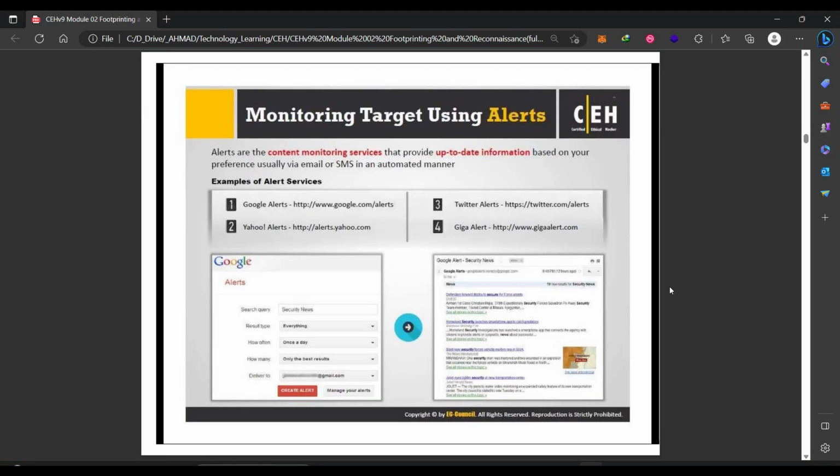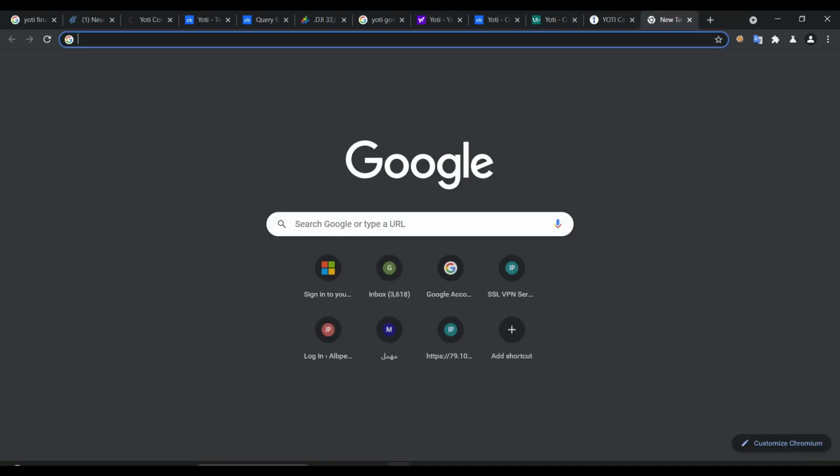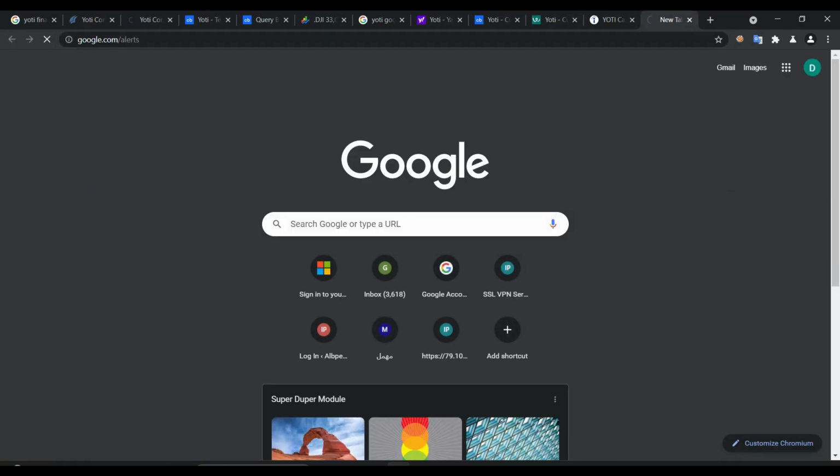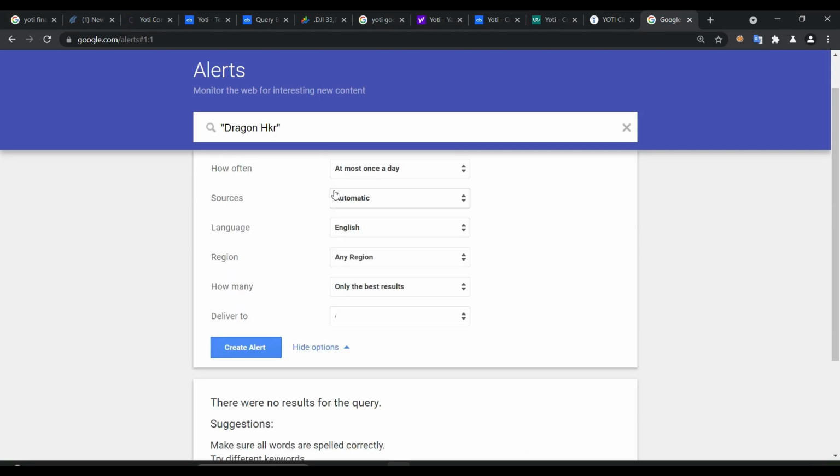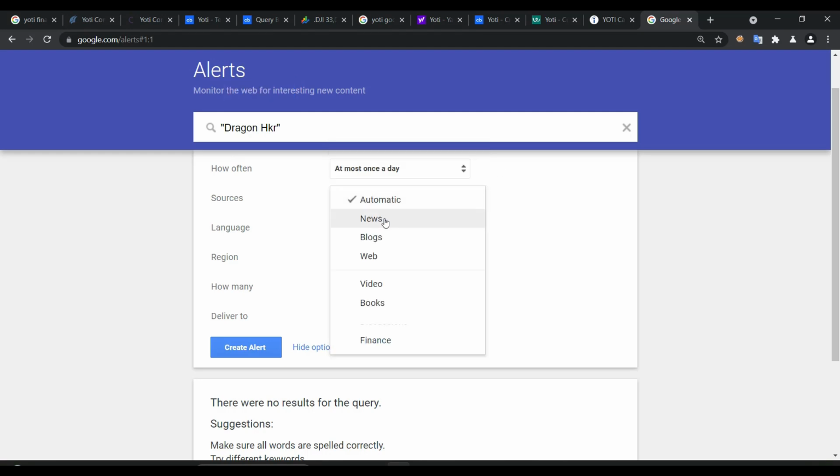So, monitoring targets using alerts. Believe it or not, you have alerts inside your search engine. If we go to google.com/alerts, you see that the Google search engine can monitor the web for interesting content you need to hear about and provide you some alerts. How many alerts do you want? Once per day, so they will collect everything and send it to you once per day. And the sources you want to check: news, blogs, web.